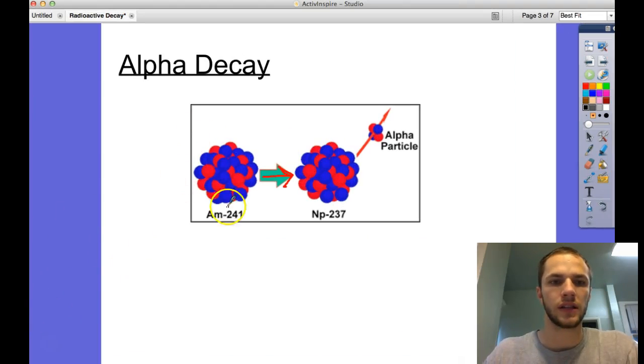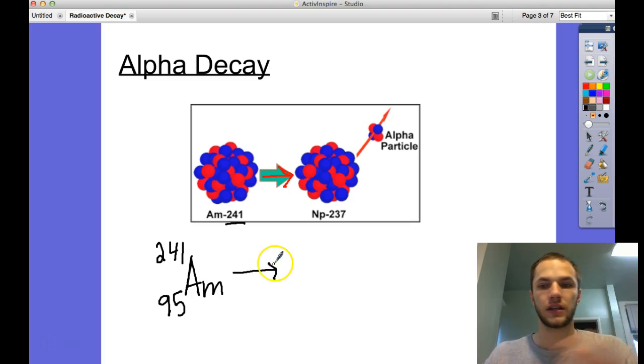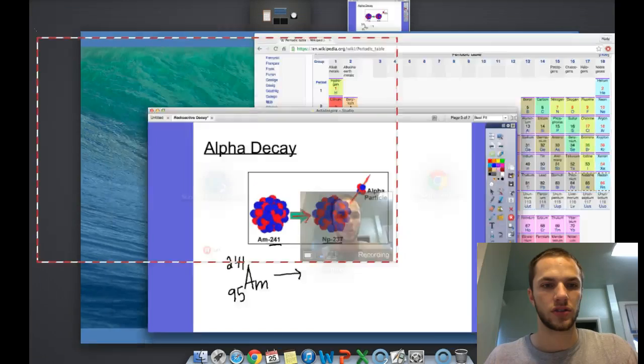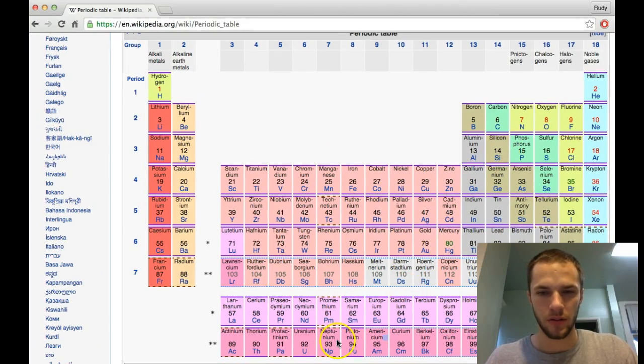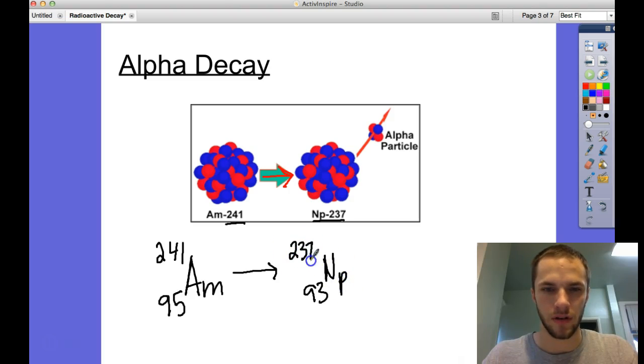We want to translate this into an equation. So americium, Am, and remember we write the mass in the top left corner, this is the mass, and 95, because that's its atomic number, in the bottom left, is going to decay. Just like any chemical reaction we've talked about before, you're starting with something, the only reactant, and it's decaying into something else. It's decaying into Np-237. So let's look up Np on the periodic table. Here it is, neptunium, which has an atomic number of 93. So we're going to write 93, neptunium, and the mass is 237.